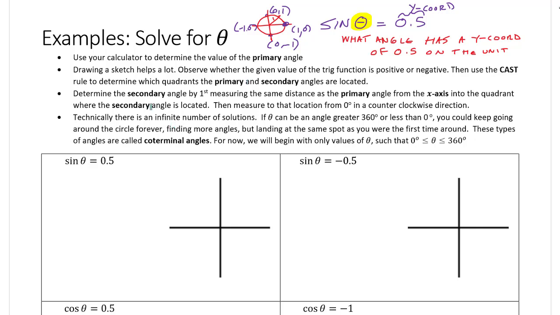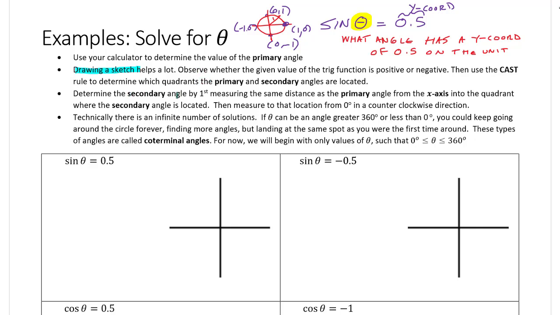And the ones who are lost on the test have no idea, they didn't bother doing any diagrams, and probably no homework, right? Draw a sketch, I'm telling you right now, okay? So observe whether the given value is positive or negative. Then you can use the CAST rule to figure out which quadrants they are positive or negative in. Okay, I'm going to skim through these details here because you can read them yourself.